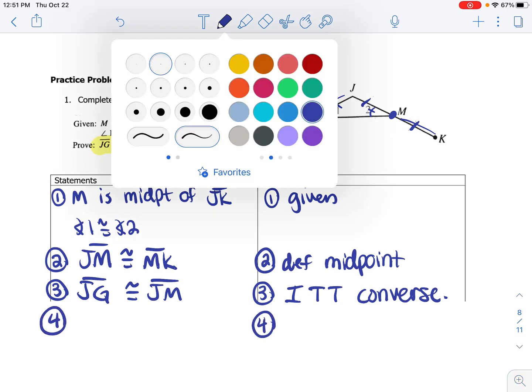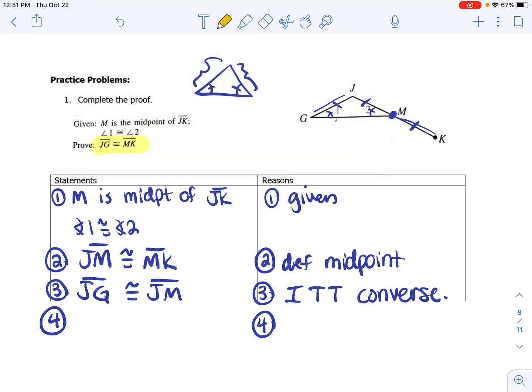Okay, so this is different. Notice how we have JM is congruent to MK, but JM is also congruent to JG. And we want to prove that JG is congruent to MK. So is JG congruent to MK? It is, and it's congruent through the transitive property.